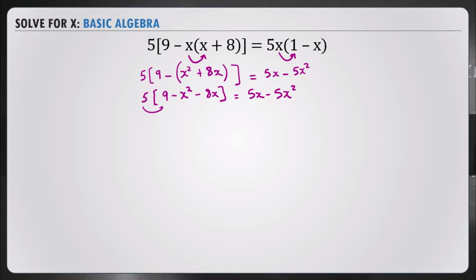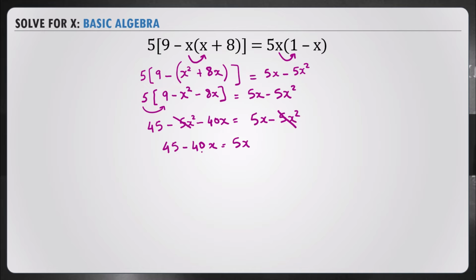Next, we multiply 5 into this. So we get 5 nines are 45, minus 5x squared, minus 40x is equal to 5x minus 5x squared. The 5x squared minus on both sides will cancel. Then we are left with 45 minus 40x is equal to 5x.